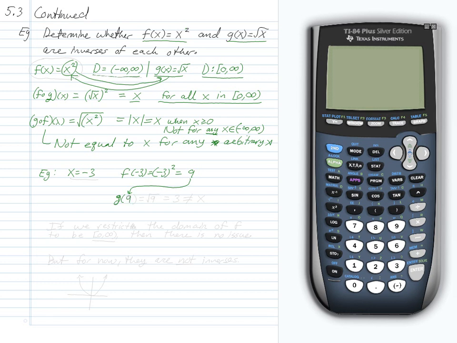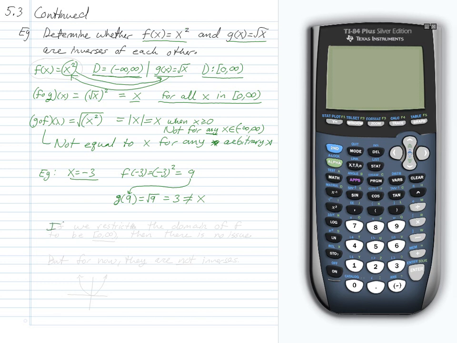If we plug 9 into g, it takes the square root of our input and gives us back 3. This is not equal to our original input, so we cannot get back to where we started. And that's the problem with the relationship between these two functions. So these are not inverses for the entire domain of f, right? There's stuff that we can plug into f that we can't ever get back to.